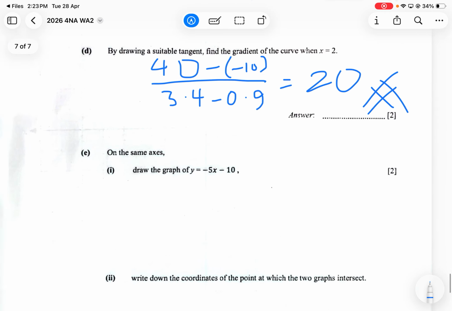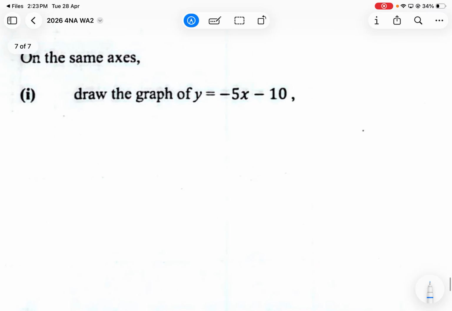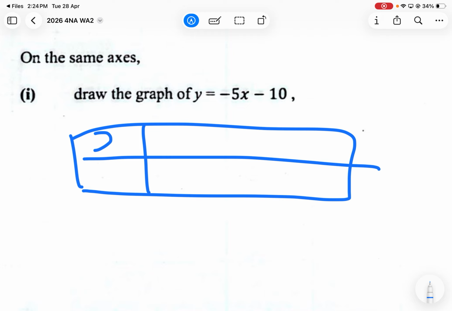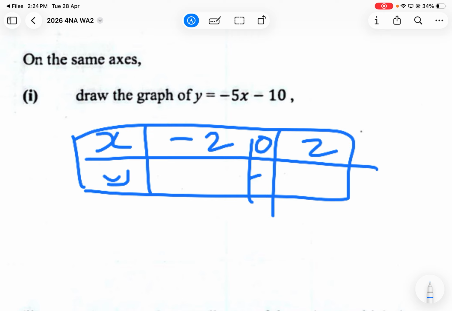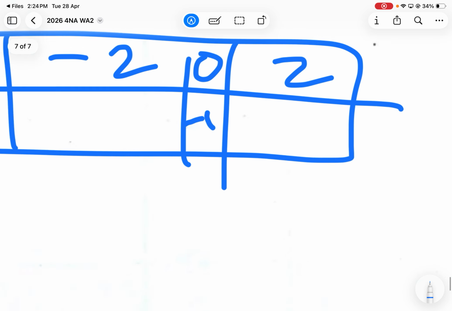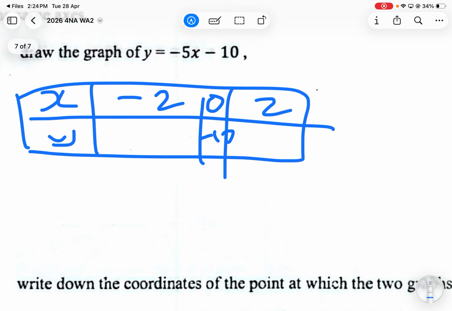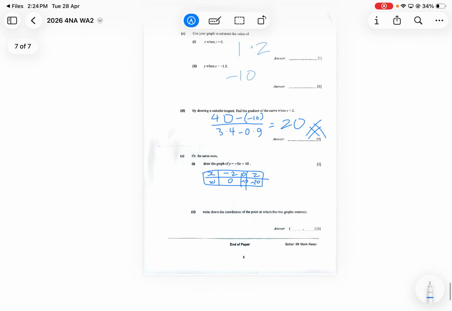Okay? Okay. On the same axis, draw this line. How you draw this line? You can go and put 3 points. X, Y. 0, then negative 2 and positive 2. Then I can find 3 points. 0, negative 10. When it is 2, negative 10 minus 10, minus 20. When it is negative 2, 10 minus 10, 0. 0 minus 10, minus 20.